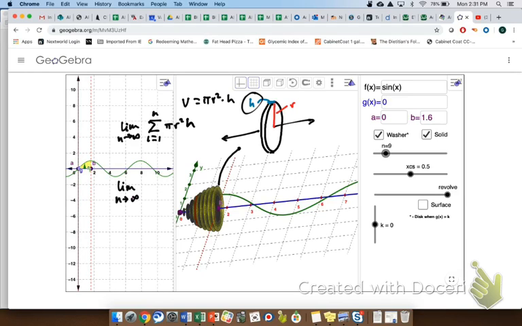So the limit as n heads towards infinity, sigma from i equals 1 to n of pi r squared, and I would now call this r sub i squared, because the r is going to depend on where you are, dx. So what am I really defining here? Not just the integral, but the definite integral, right? So this is actually the definite integral from some bound to some other bound, wherever I decide to do this, of pi r squared dx. Okay?